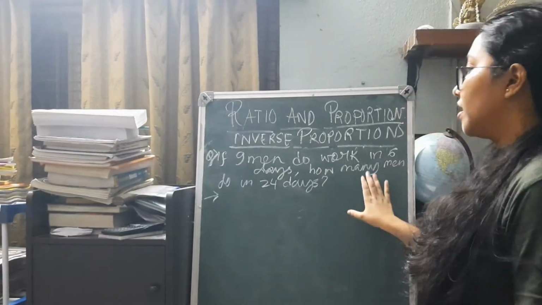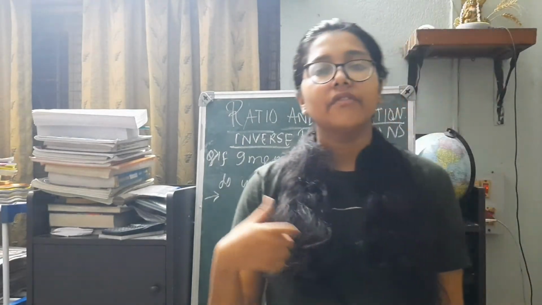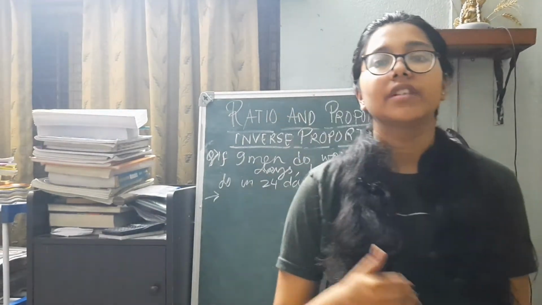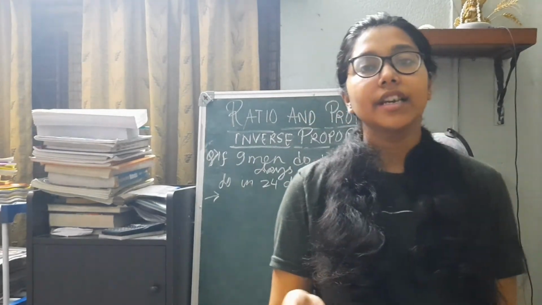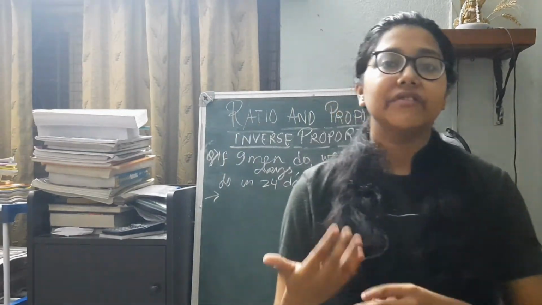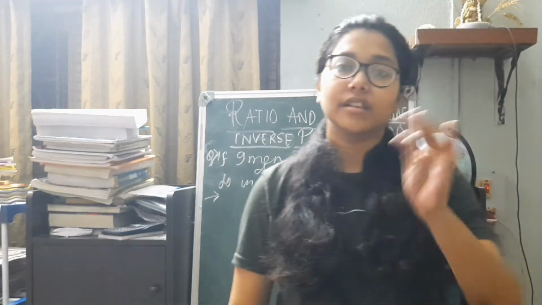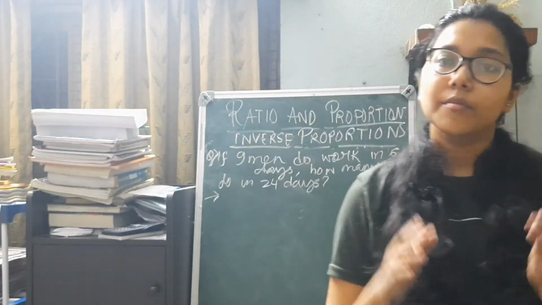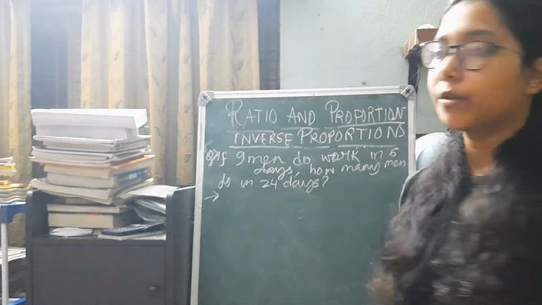In this question, it is based on inverse proportion. That means two quantities are inversely proportional to each other. If the first quantity is increasing, the second quantity is proportional in a decreasing fashion. That is what inversely proportional means. If the first is decreasing, the second one will be proportional in an increasing fashion. So let's see a question to understand inverse proportion better.